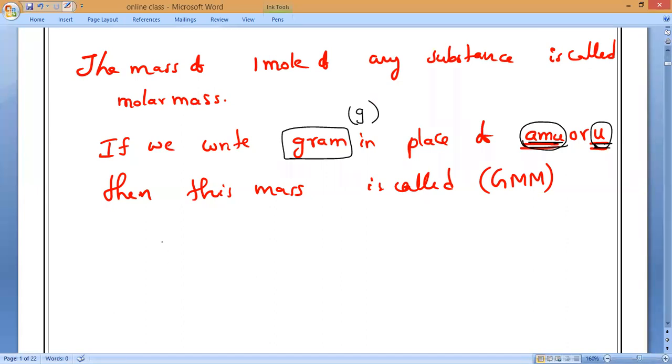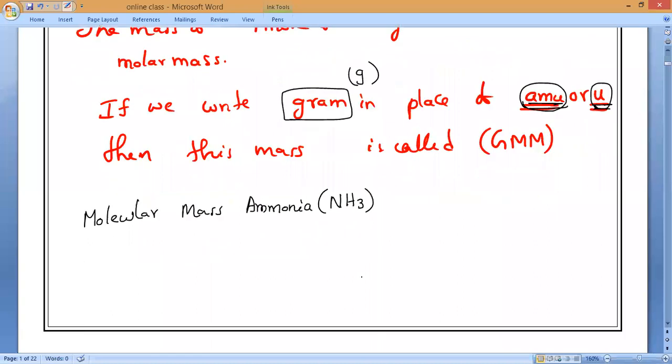Now, for example, let us find the molar mass, or gram molecular mass, of ammonia. First, let me find the molecular mass of ammonia. Tell me fast, what is the formula of ammonia? Everyone? NH3. So now, what is the molecular mass formula? What did I teach you?